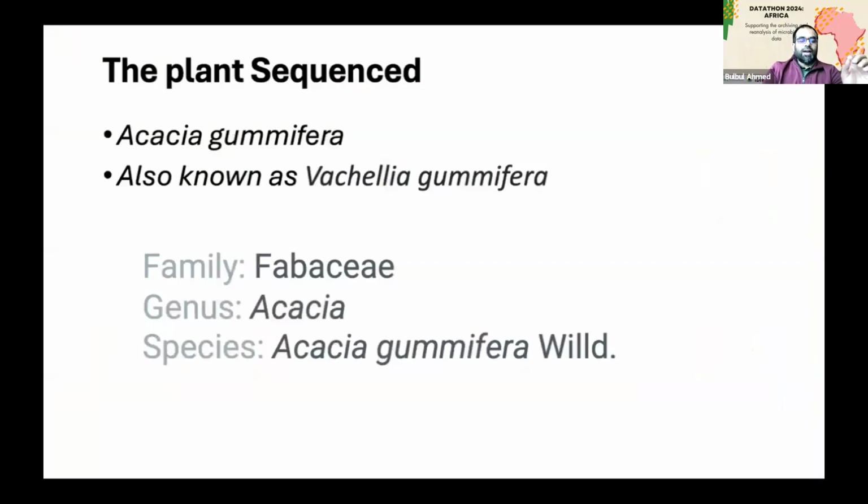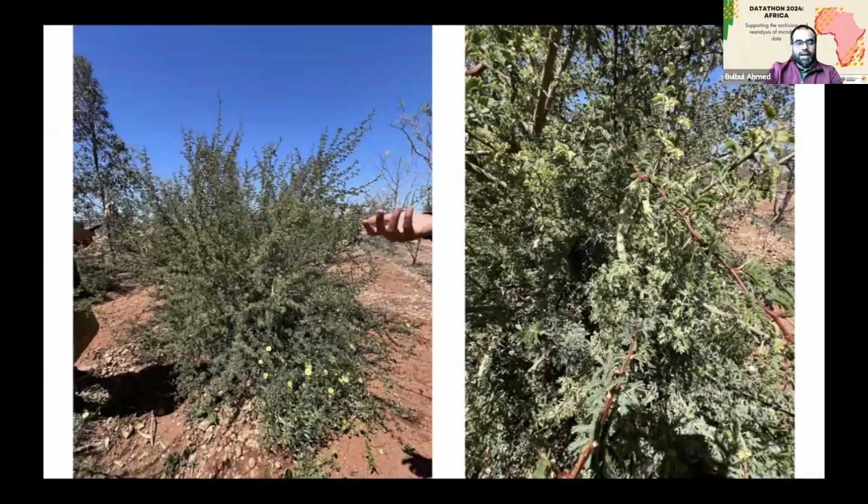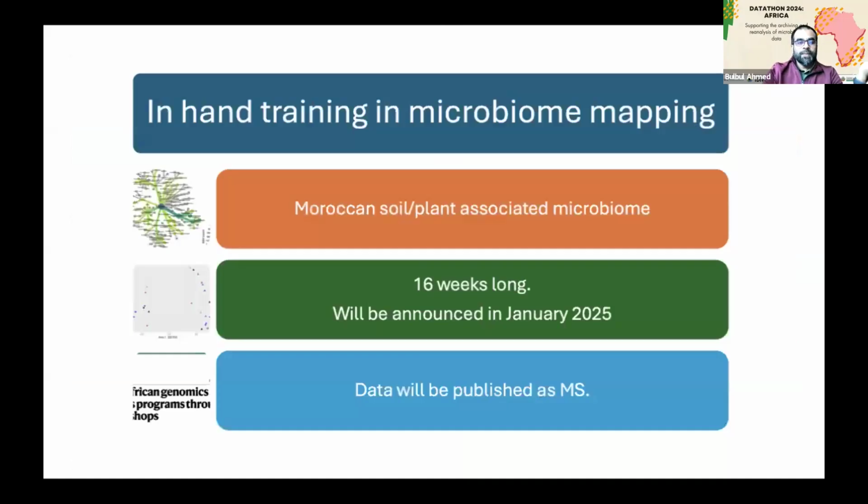And the plant we sequenced, as I said, is from the Fabaceae family, Acacia gummifera. This is one of the endangered red flag plants from Morocco and is medicinally important. So we are now analyzing that data and waiting for some of the data from PacBio just to complete the analysis. This is the plant we sampled from one of our plants in the experimental farm at the UM6P campus.